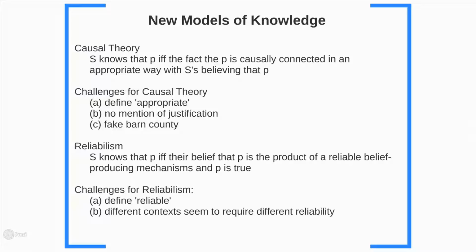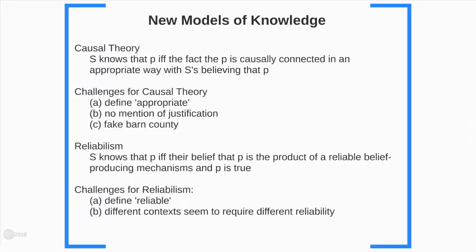There's also no mention of justification or evidence here, and this is something that makes people very uncomfortable. We tend to want to have some sort of significance of the evidence that people have, or the justifications they have, to them having knowledge. In this case, it just has to be causally connected in the proper way, and if that proper way doesn't include justification, then it just isn't part of knowledge.